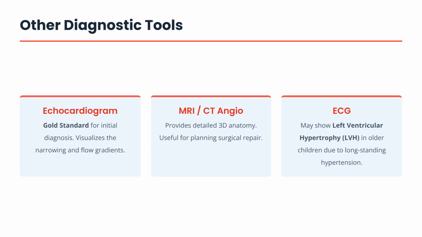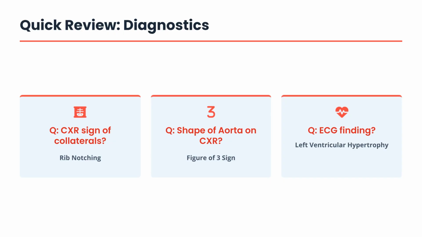MRI and CT angiography provide detailed anatomical visualization for surgical planning. An ECG may show left ventricular hypertrophy in older children due to long-standing hypertension. To quickly review diagnostics, the CXR signs are rib notching and the figure of 3 sign. The key ECG finding is left ventricular hypertrophy.